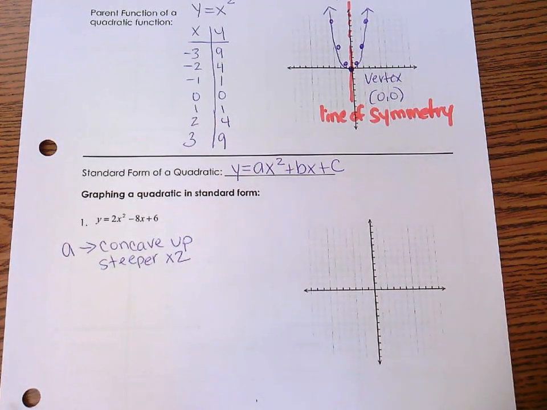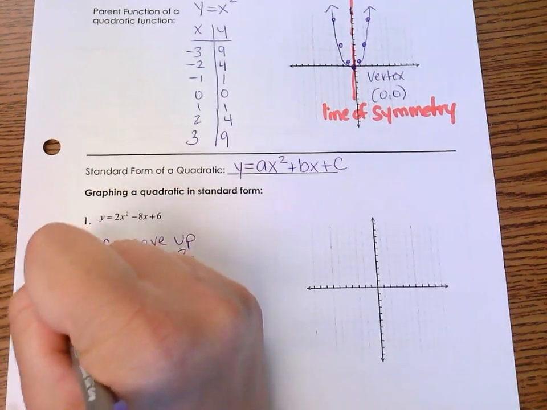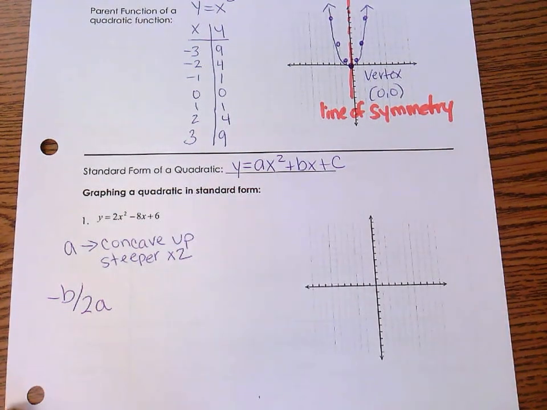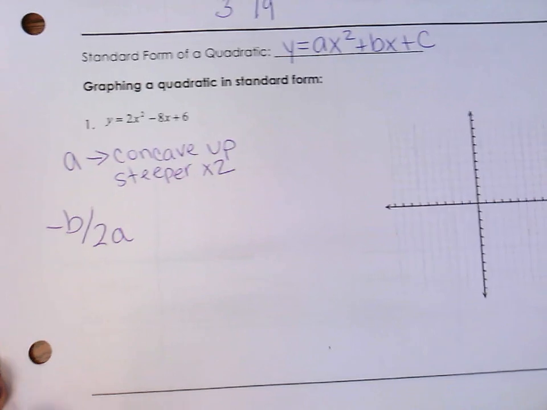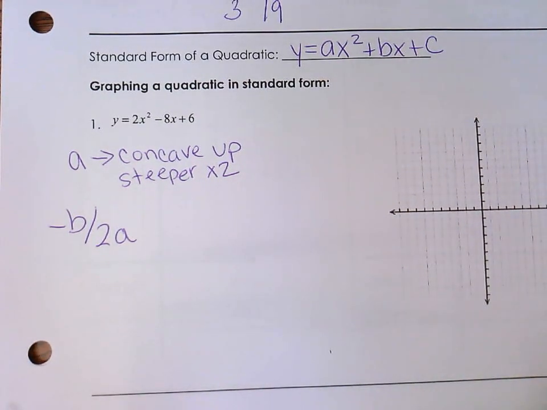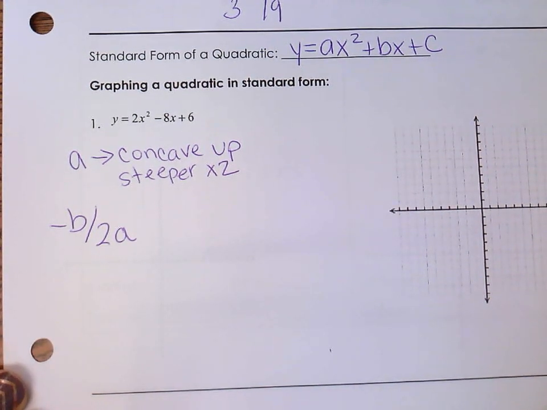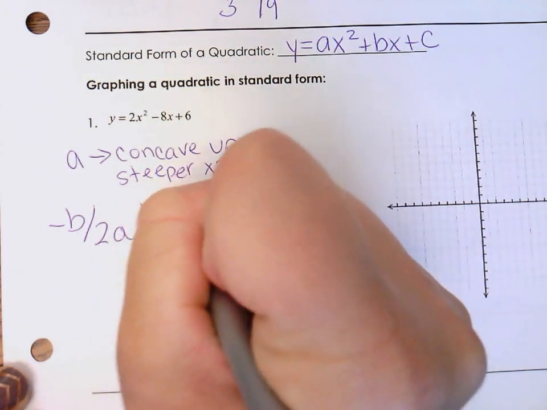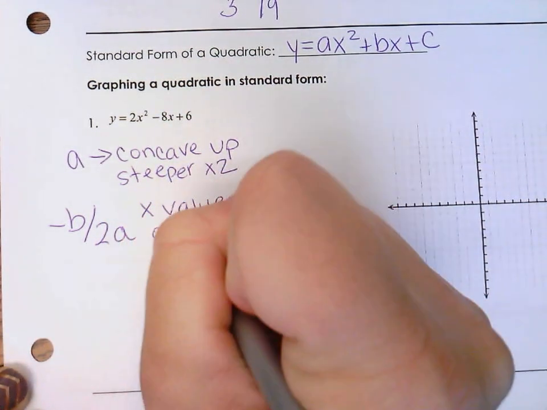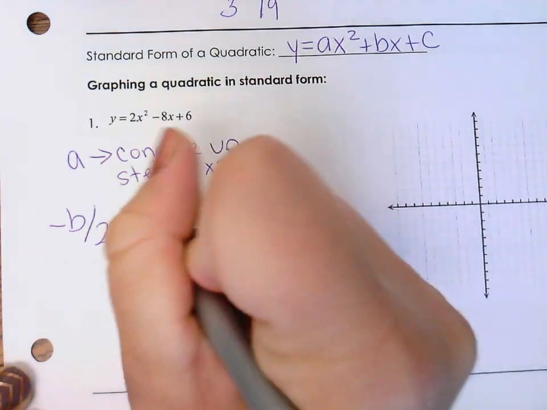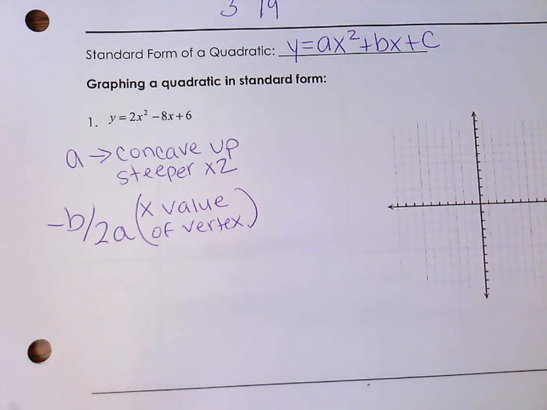Negative b over 2a. Does that sound familiar at all? Negative b over 2a. That's something that you didn't have to memorize in Algebra 2, but it's real nice to know in pre-calculus. So negative b over 2a helps you find the vertex. That's the x value of your vertex. So we're going to calculate negative b over 2a for this function.